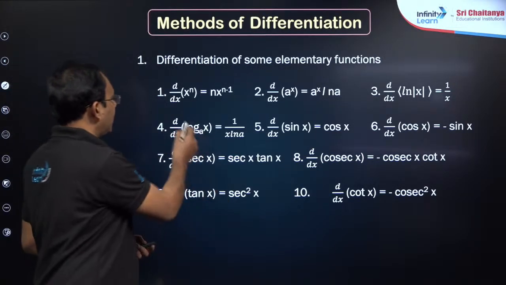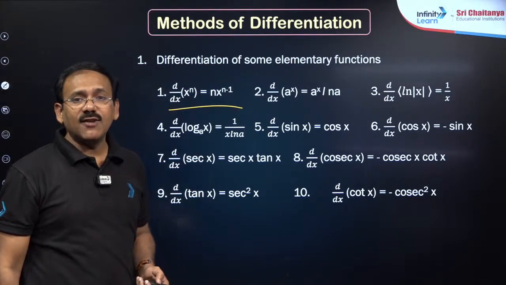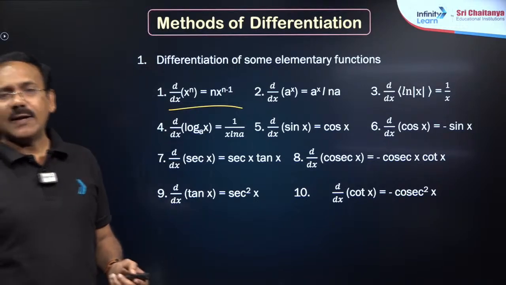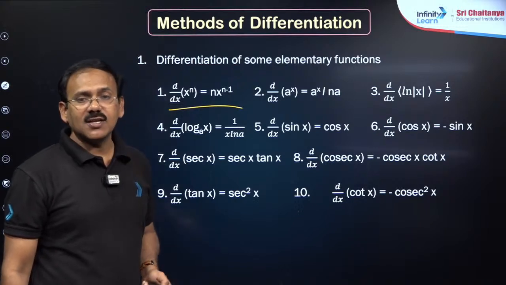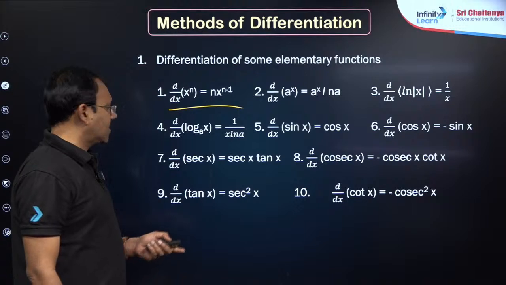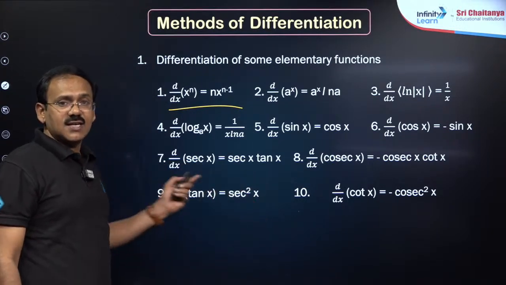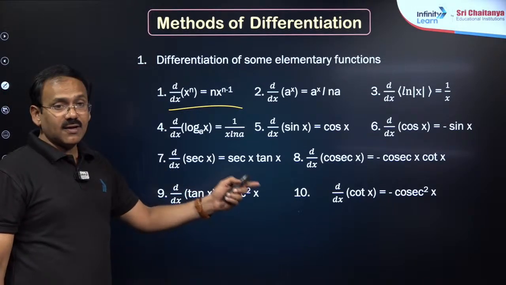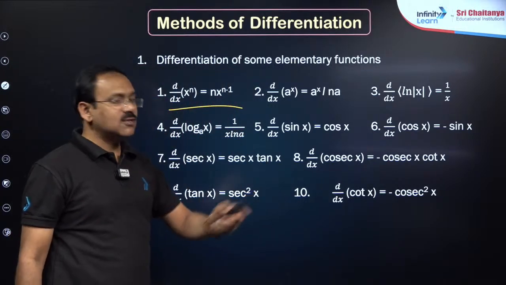You know these formulae, my dear friends. Just for a quick recall: x power n derivative is n into x power n minus 1, root x derivative is 1 by 2 root x, 1 by x derivative is minus 1 by x square, a power x derivative is a power x into log a, ln x derivative is 1 by x. Sin x derivative is cos x, cos x derivative is minus sin x, tan x is secant square x, cot x is minus cosecant square x, secant x is secant x tan x, cosecant x is minus cosecant x cot x.